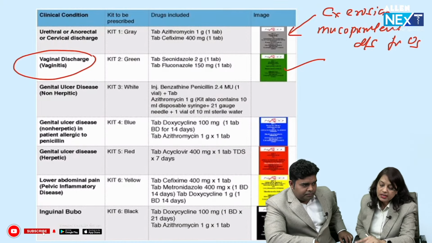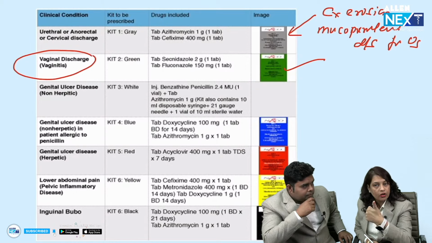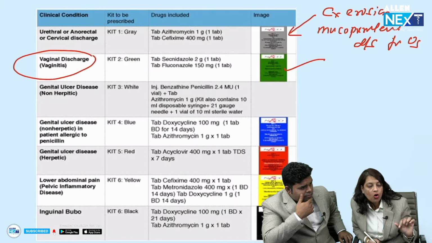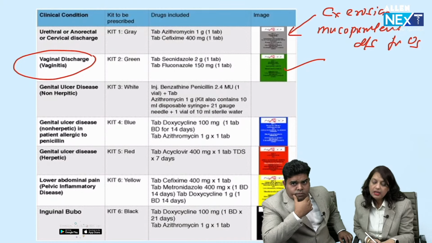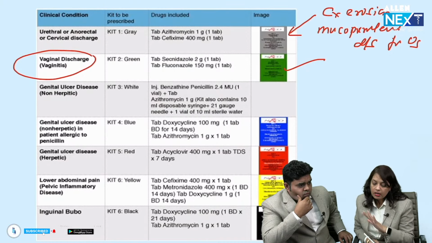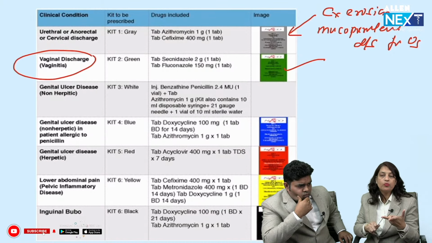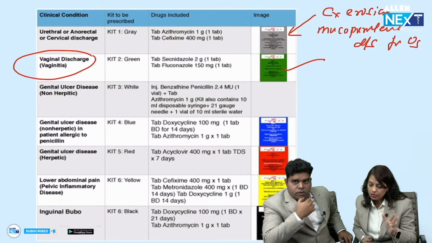In vaginal discharge, there is secnidazole, which is covering the trichomoniasis and bacterial vaginosis, but mind it, bacterial vaginosis is not an STD, okay? And fluconazole is for candidiasis. So we are treating all of them: candidiasis, trichomoniasis and bacterial vaginosis.